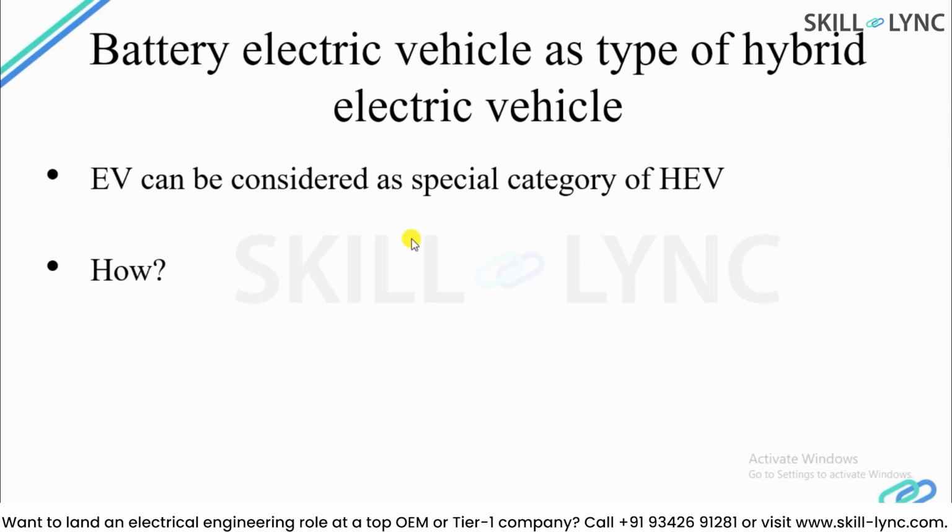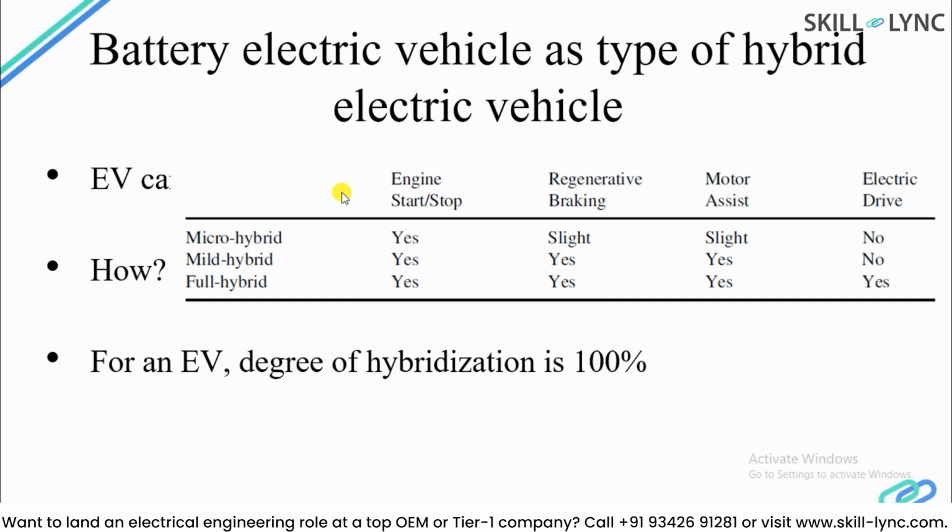Now, in order to understand this, let me show you one important table which is going to categorize the types of hybrid vehicles. This table shows the functionality of a typical type of hybrid electric vehicle. For example, a micro hybrid vehicle can help the engine to start, but regenerative braking and motor assist are only slightly available, and electric drive is not possible. So what is the meaning of regenerative braking, motor assist and electric drive? Let me explain this.